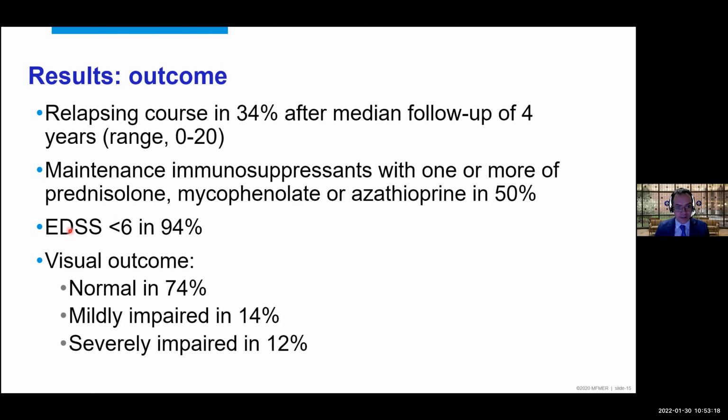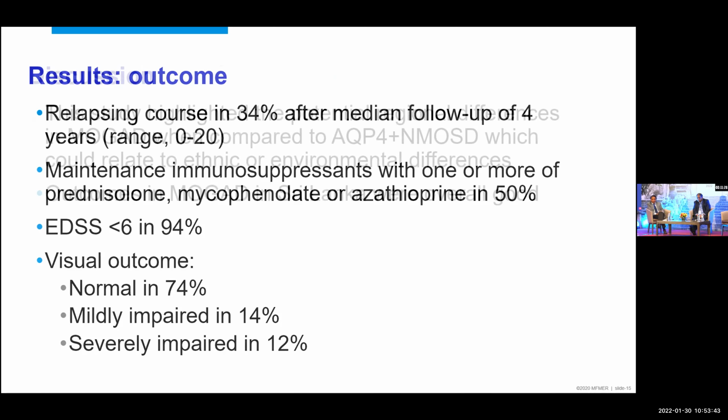94% had an EDSS of less than 6, and 74% had normal vision or only mildly impaired vision in 14%, while it was severely impaired in 12%. So overall, like we see with most MOG studies, the outcomes seem to be better with MOG antibody-associated disease than they are with aquaporin 4 antibody-positive neuromyelitis optica spectrum disorder.